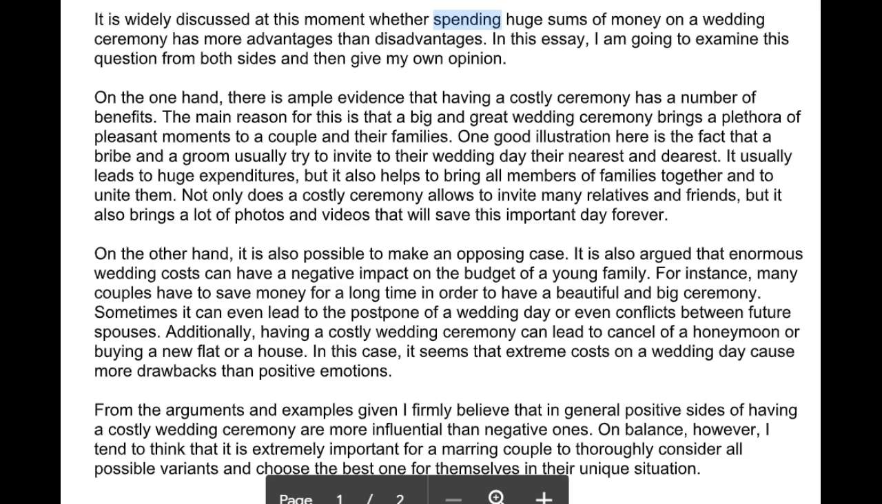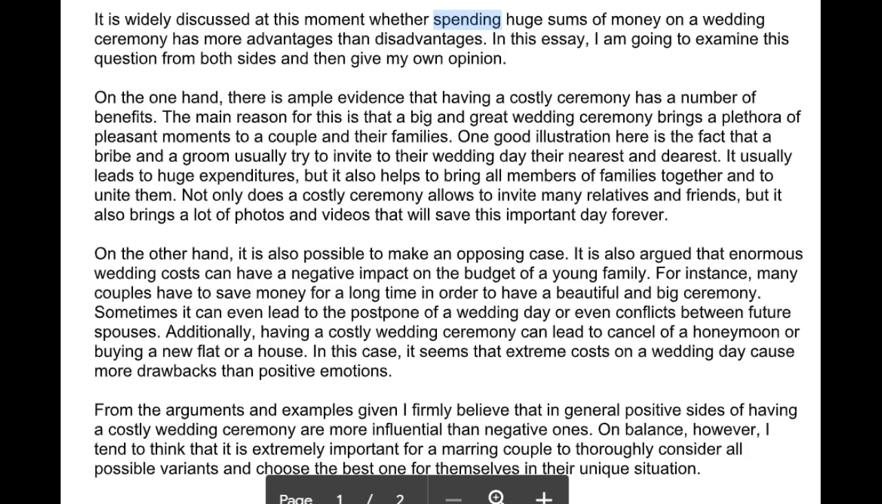There are many synonyms. You could have lavish ceremony, as I've said before. Or you could have a luxurious. There are many possibilities. Sometimes it can lead to the, you need a noun here. It can lead to the postponement of the wedding day. Okay, or even conflicts between future spouses. That's good. Additionally, having a costly wedding ceremony can lead to, again you need a noun, so do be careful of that. So it can lead to the cancellation of a honeymoon. Or you could say can lead to the cancelling of a honeymoon. Okay, that would work as well.